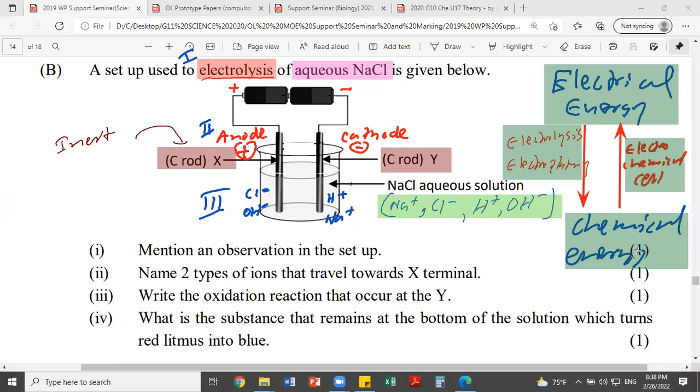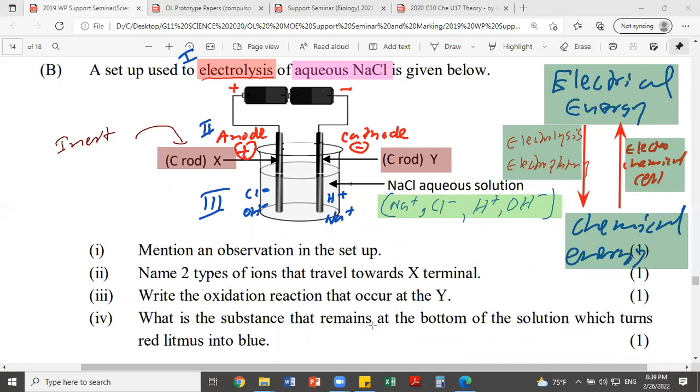In an electrochemical cell, electrical energy becomes chemical energy. In electrolysis and electroplating, electrical energy is used to bring about chemical change. That means you pass electricity and make a chemical reaction. What is lysis? Breaking down. Electro means by passing current. By passing current, you break down the compound into its constituent molecules, so the gas.